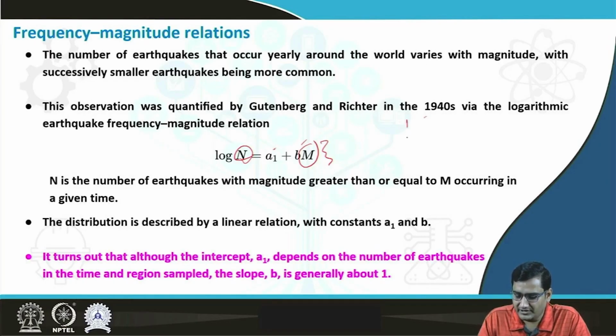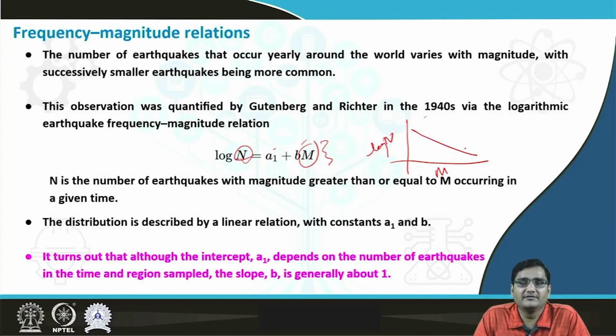If you make a graph between m and log of N, it will come out to be a straight line, and we will see that in a while. Although A1 is the intercept and depends on the number of earthquakes in the time and region sampled, the slope B is generally about 1. So this constant A1 is the intercept on the y-axis, and B is the slope of this linear relationship, which is generally around 1, although it may vary from 0.6 to maybe 1.1 or more.